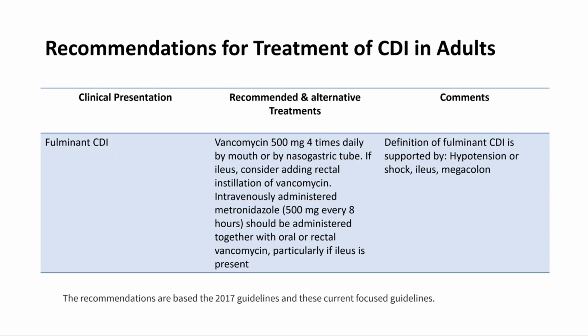So then fulminant C. diff, the treatment is high dose oral vancomycin, 500 milligrams QID, and then IV Flagyl. So a combination of PO and IV. Sometimes people do vancomycin enemas if they have a really bad ileus and the vanco is just not going to get to the bowel. Then vanco enemas are an option. And again, the fulminant would be people in septic shock. They have a big ileus. They have toxic megacolon. They're really, really, really sick.